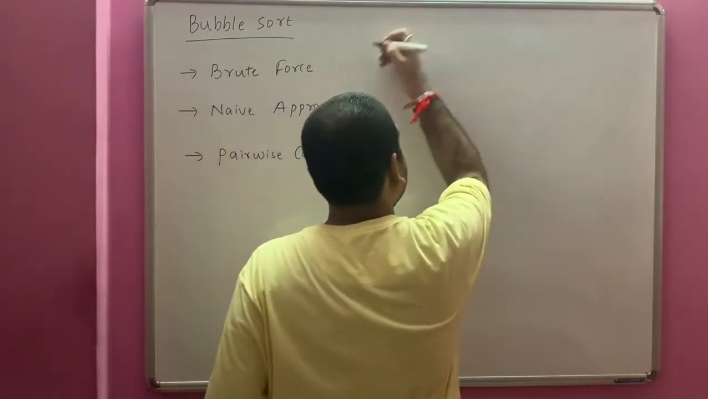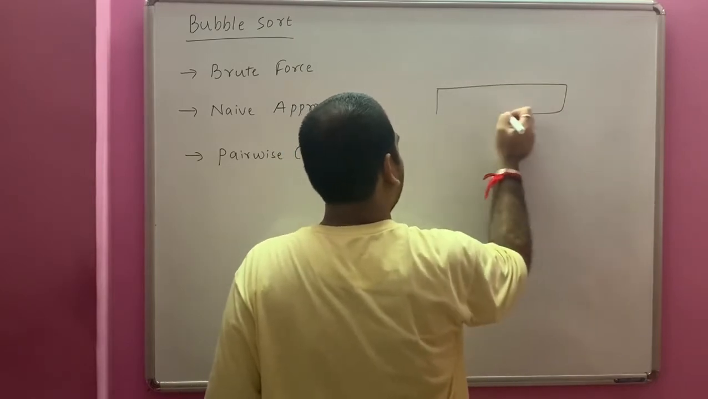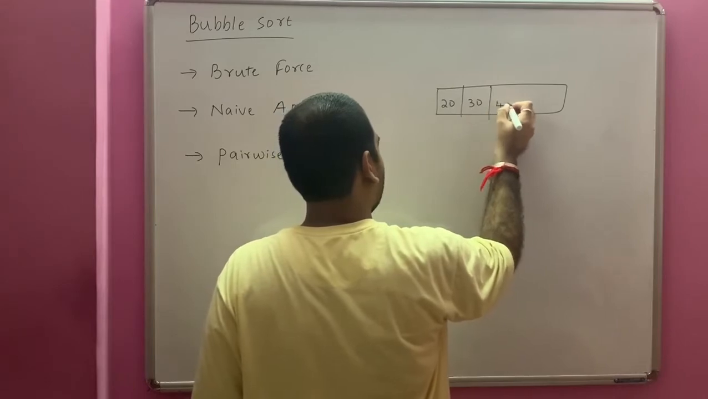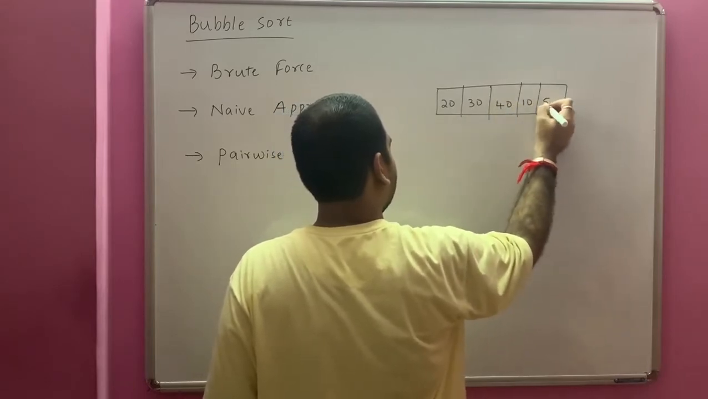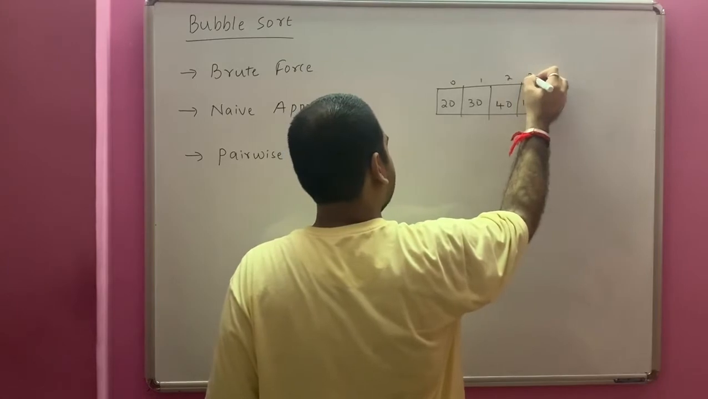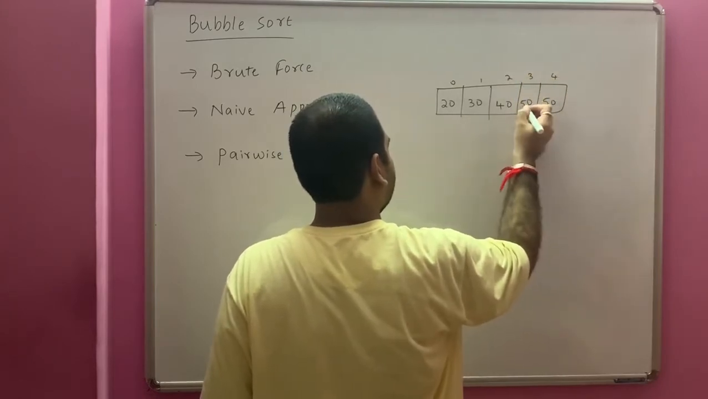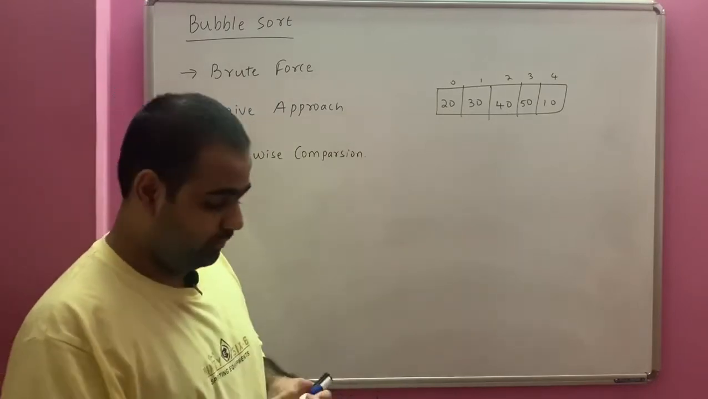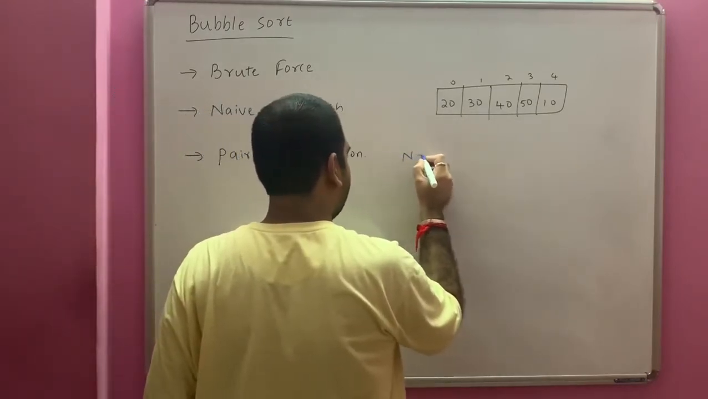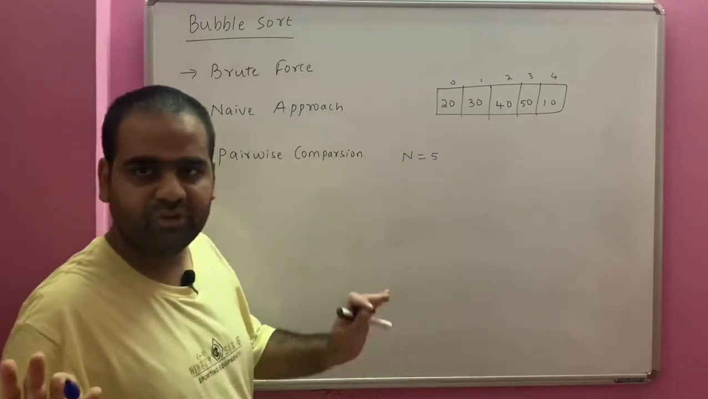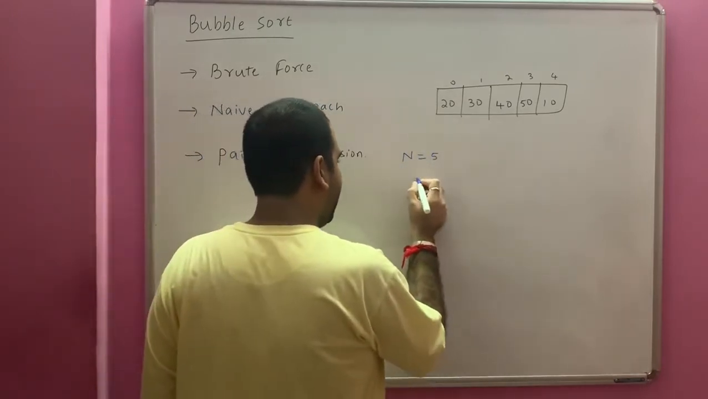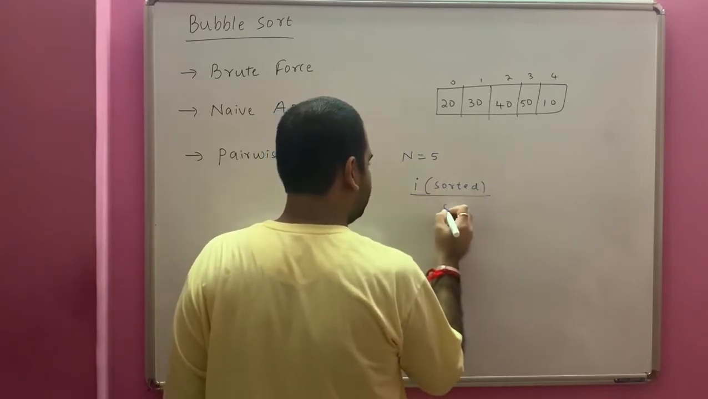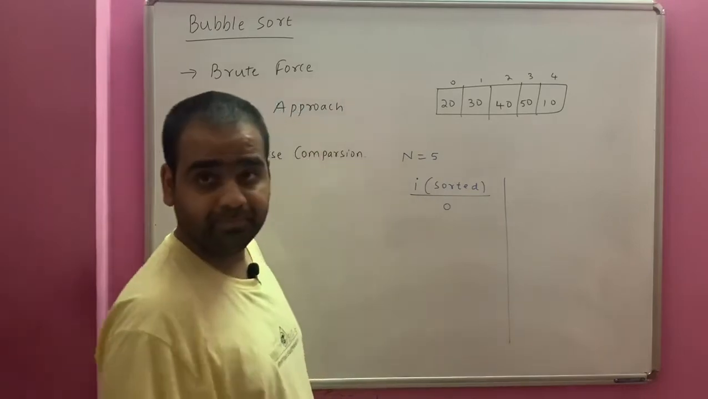Okay, let's take the array again. Let's take the array as 20, 30, 40, 10 and 50. The same array. I have taken it again. Okay, let me take 50 here so that you understand. There is a swap. Now, how many array elements are there? The number of array elements is 5. Fair enough. Initially, let i be the number of elements sorted. How many elements are sorted initially? 0 elements are sorted.